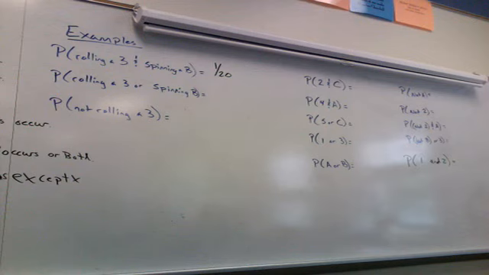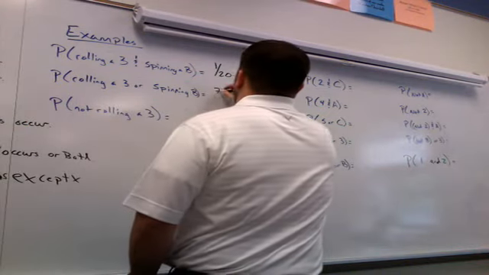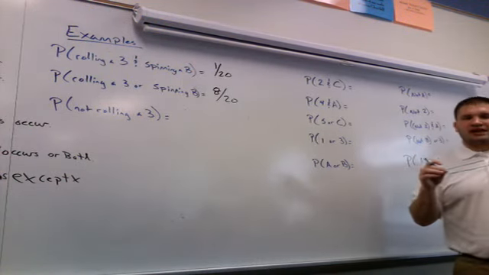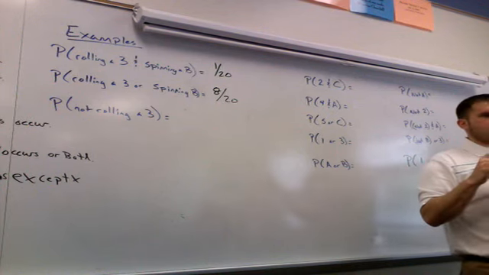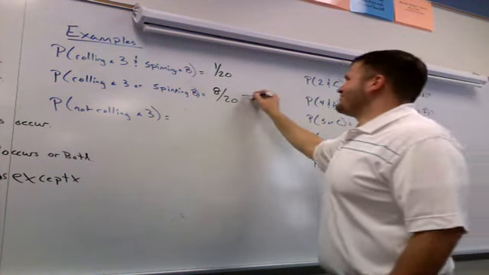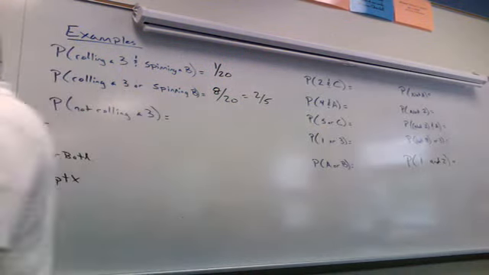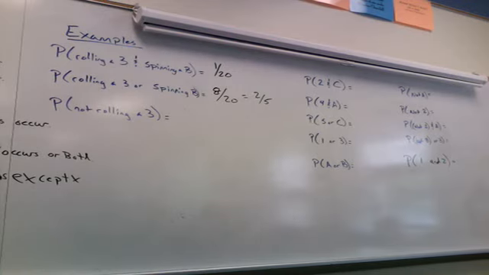If you pay attention when you're counting, 3B is in the 3 column and the B row, so I have to make sure I don't count 3B twice. So it's going to be 1, 2, 3, 4, 5, 6, 7, 8. Rolling a 3 or spinning a B is going to be 8 out of 20. I almost wrote 7 out of 20. Does that reduce? Yes. What does it reduce to? 2/5. That reduces to 2/5. Does that make sense?